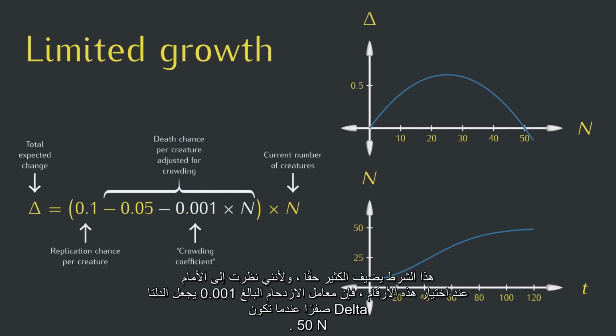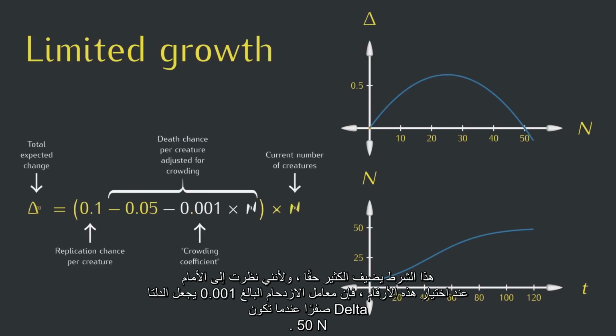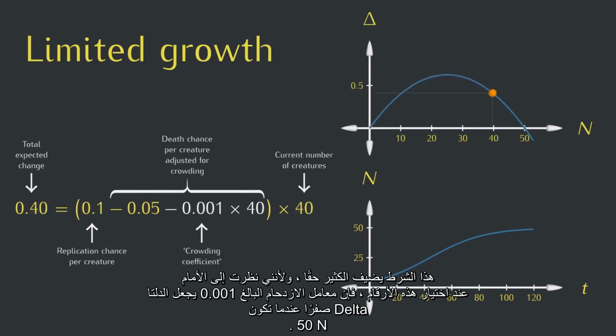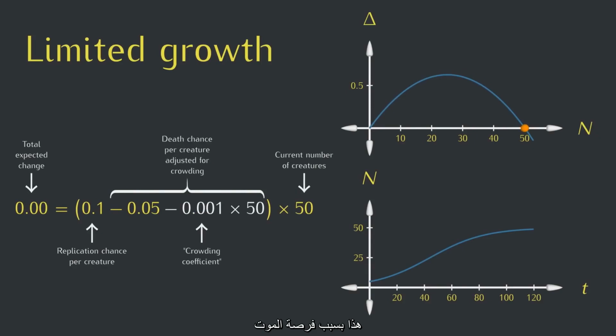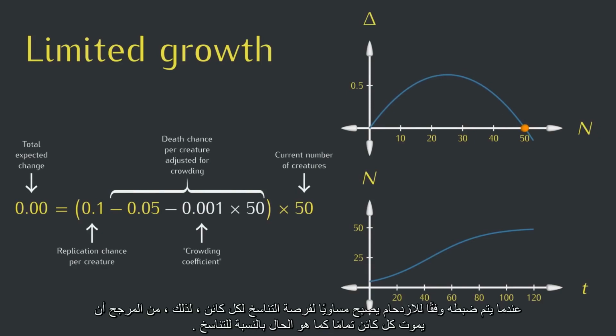And because I looked ahead when picking these numbers, a crowding coefficient of 0.001 does cause delta to be 0 when n is 50. This is because the death chance when adjusted for crowding becomes equal to the replication chance per creature, so each creature is just as likely to die as it is to reproduce.